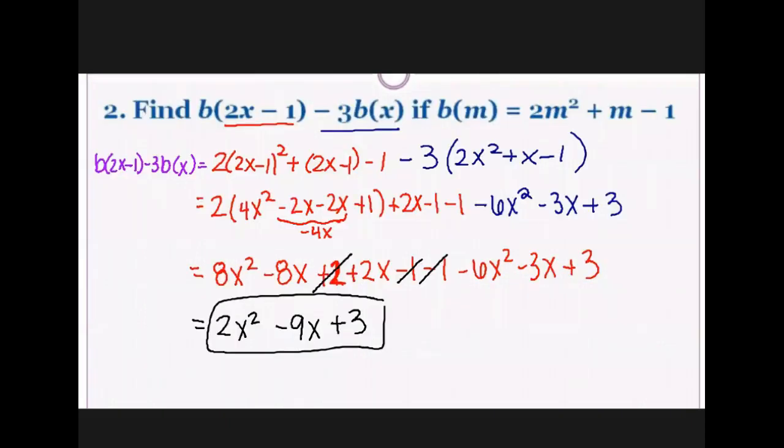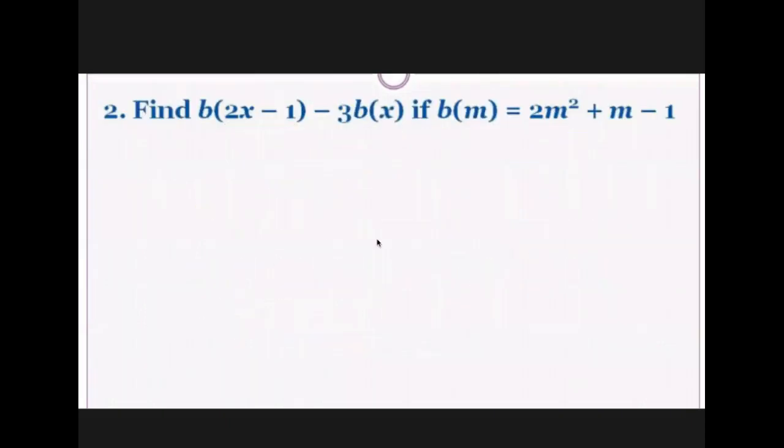Okay. So let's look at example number 2. Once again, you have a couple choices. You can do it all at once. I tend not to do it all at once because then sometimes all the variables can become a little jumbled. So I tend to take it in parts. So I'd find b of 2x minus 1.